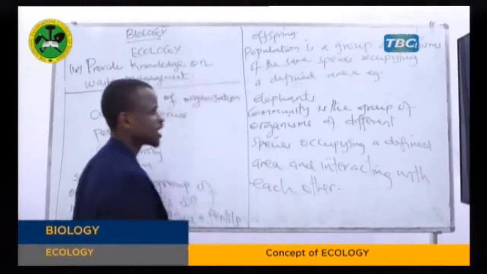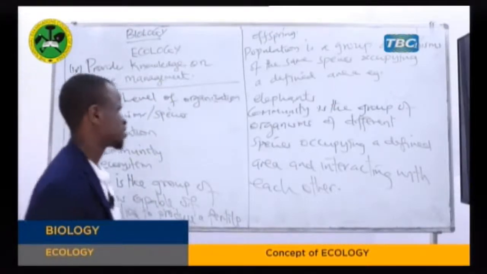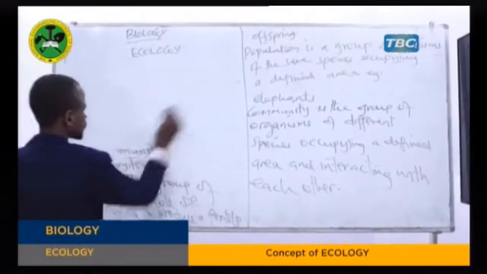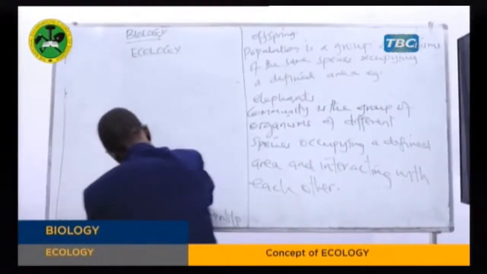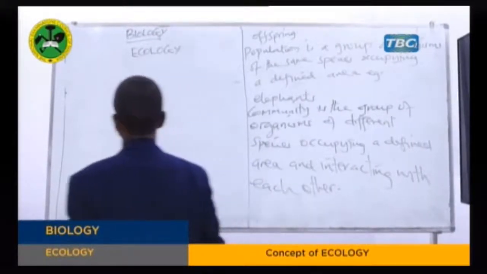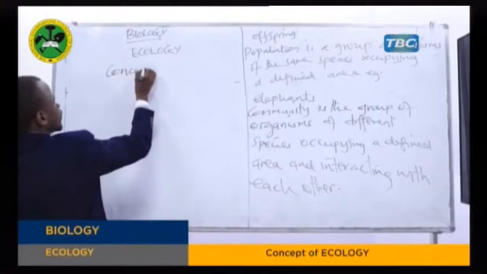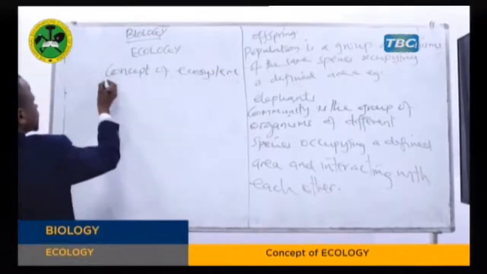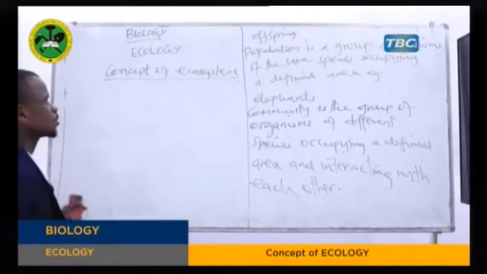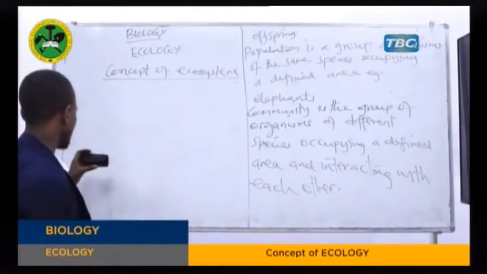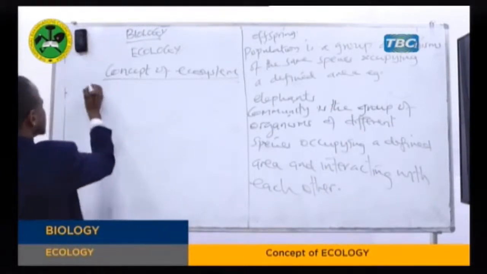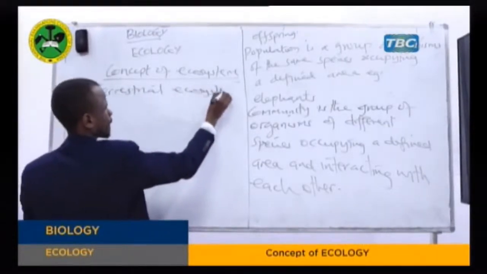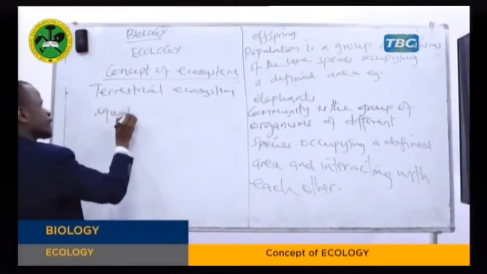Now from community, we can have the term ecosystem. Therefore, let us see the concept of ecosystem. My student, what is an ecosystem? We can have a terrestrial ecosystem, and an aquatic ecosystem.